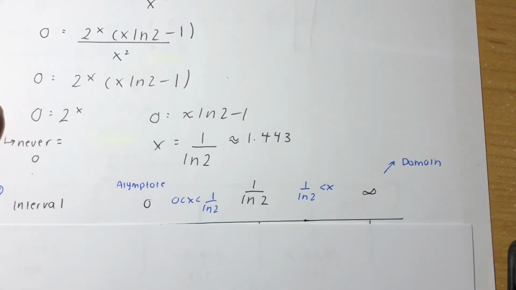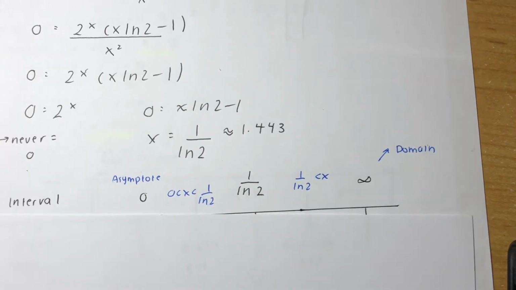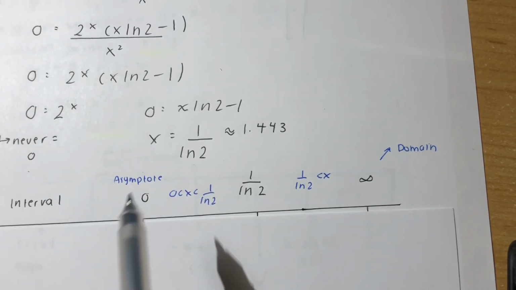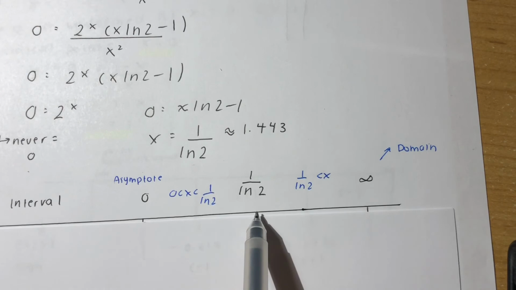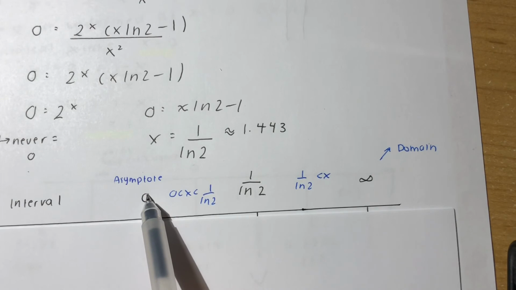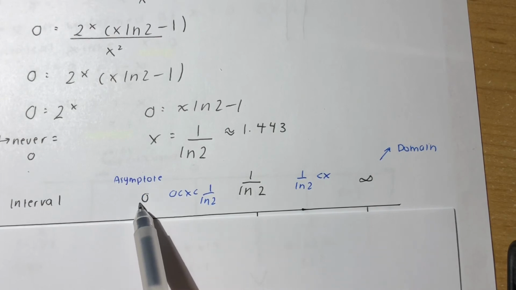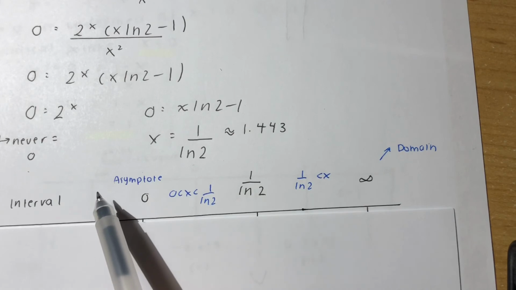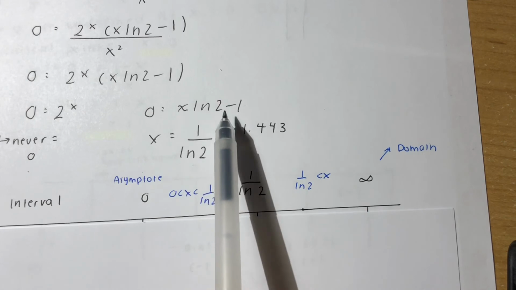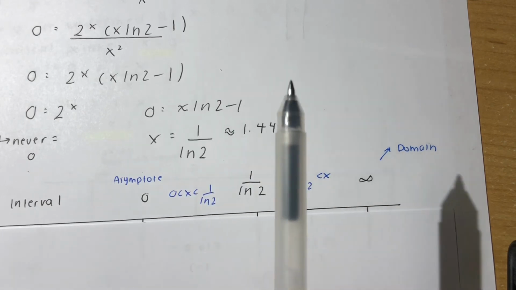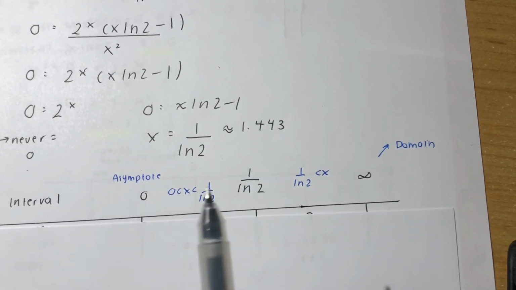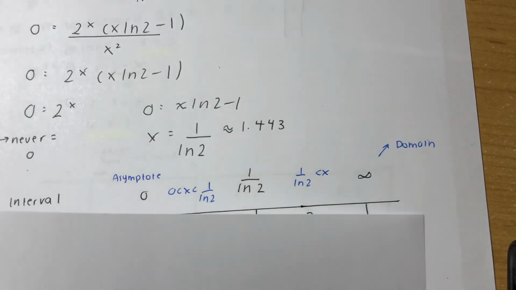So we're going to do our first derivative chart as step 2. We have our intervals from 0 to our critical point that we found, x is equal to 1 over ln 2, all the way to infinity. The reason why we start at 0 is because we have an asymptote, and we don't go all the way to negative infinity because we cannot have a negative number in our domain. So you have to think of your domain as well. We have our domain in our intervals and our critical point. Now we can see where there's a local maximum or a local minimum.